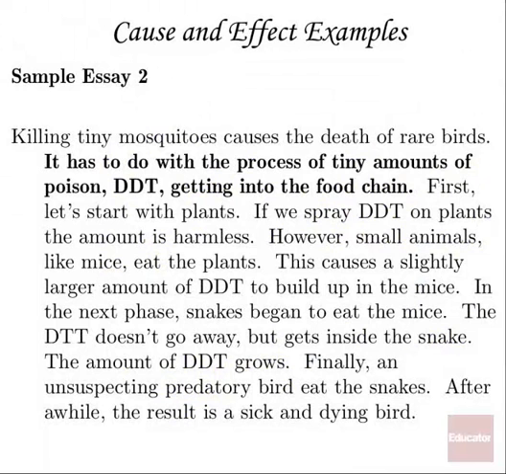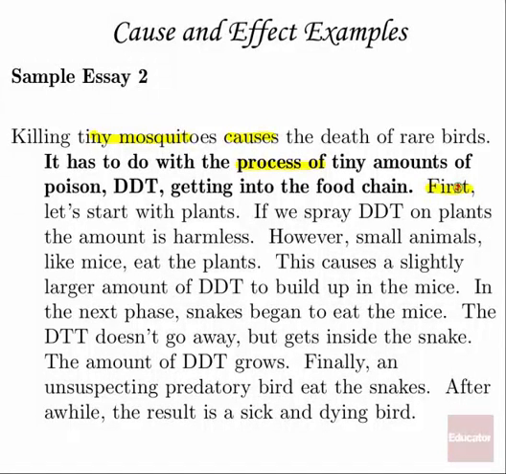Now, maybe this one looks familiar to you because this was in the writing lecture, but let's go ahead and go over this one because it's a process essay. Killing tiny mosquitoes causes the death of rare birds. It has to do with a process of tiny amounts of poison, DDT, getting into the food chain.